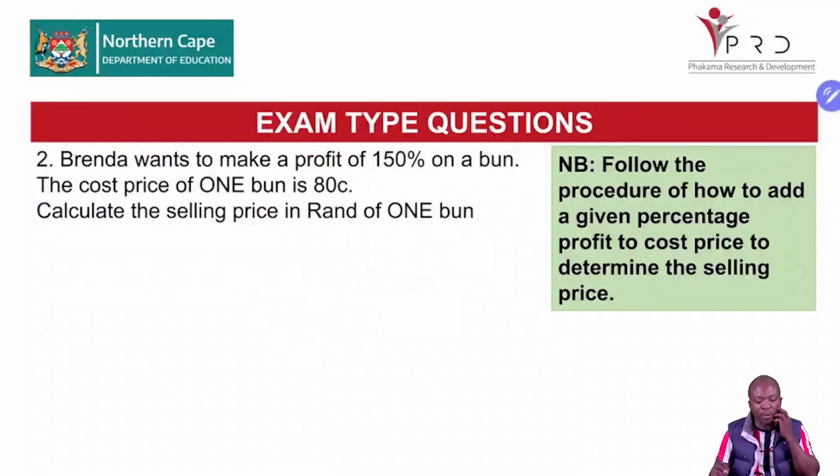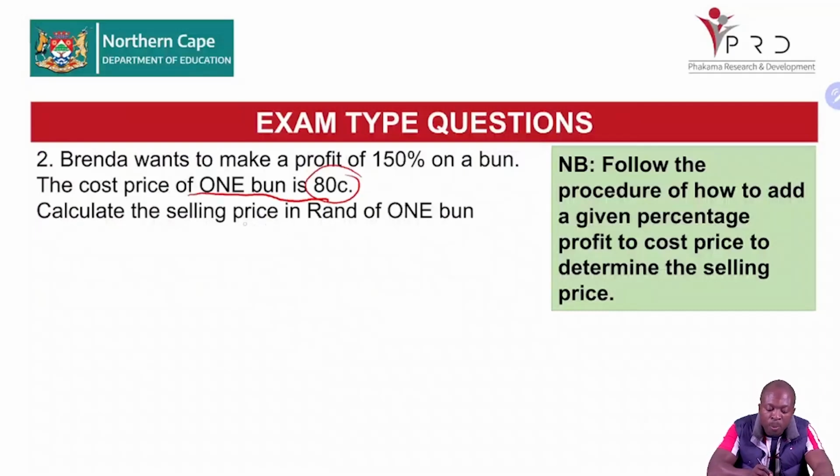Thank you so much. Now, Brenda wants to make a profit of 150% on a bun. The price of one bun to make it is 80 cents. So you are supposed to calculate the selling price in rand on one bun. I've given you a clue. Follow the procedure of how to add a given percentage profit to the cost price to determine the selling price.